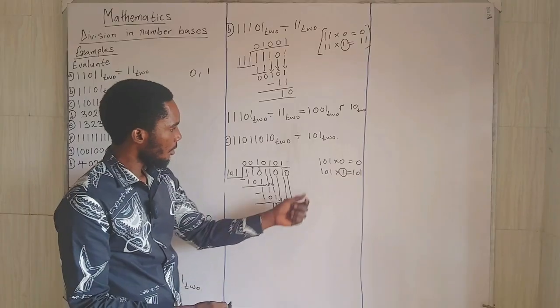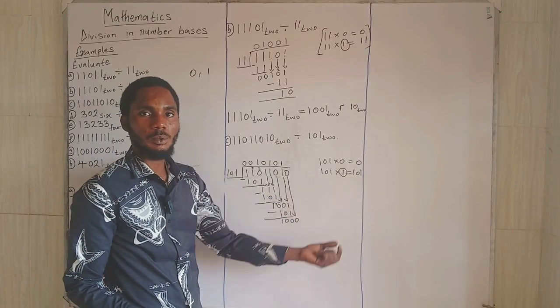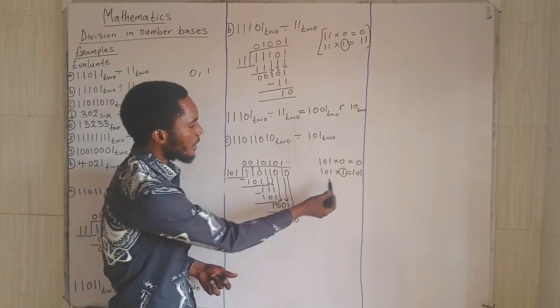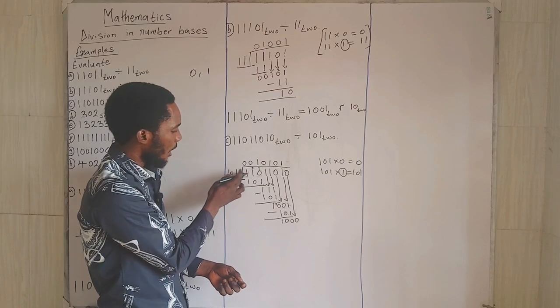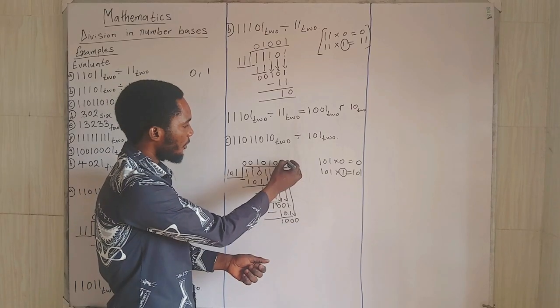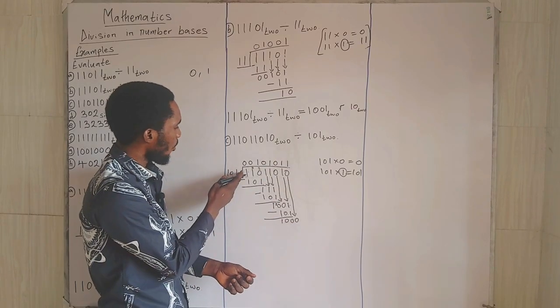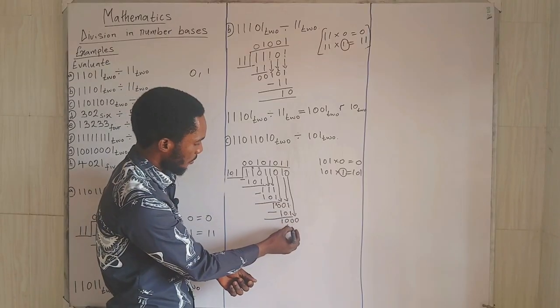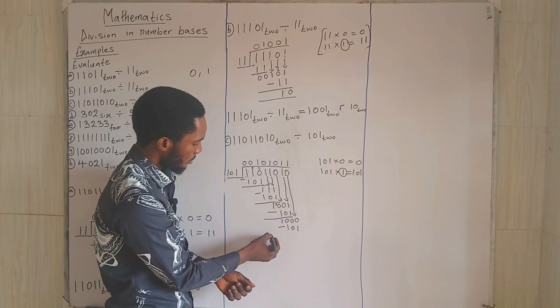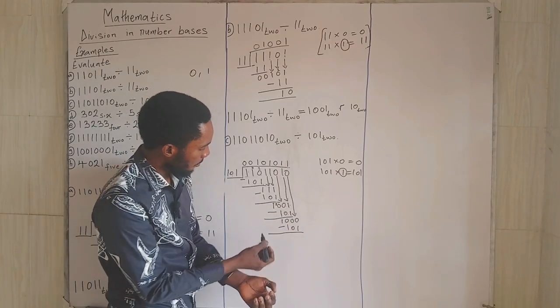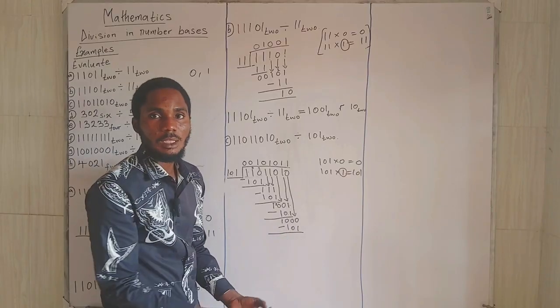0. Do we have anything like 1000 here? No. That means I will only see 1 of 101 in 1000, and we have this to be 1. 101 multiplied by 1 is 101. Now, 0 minus 1 is not possible.